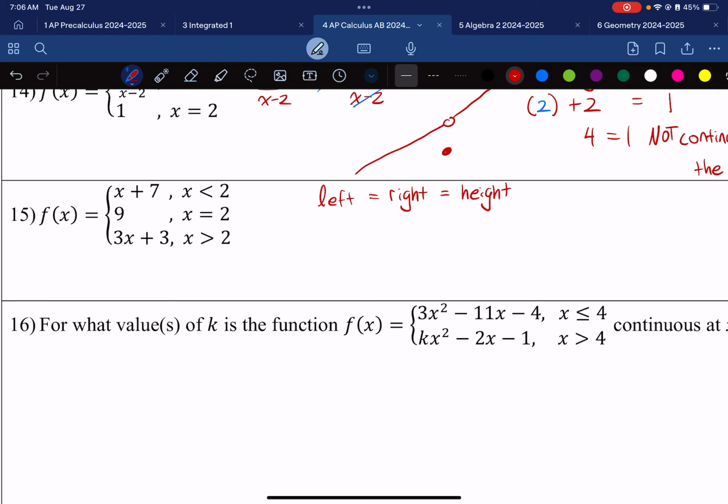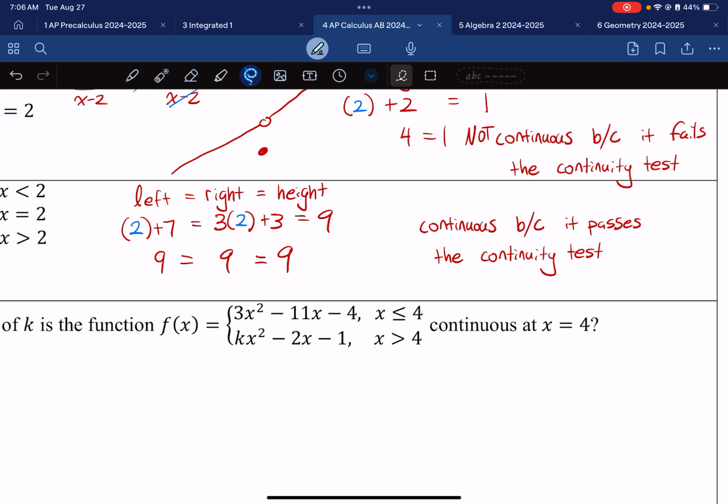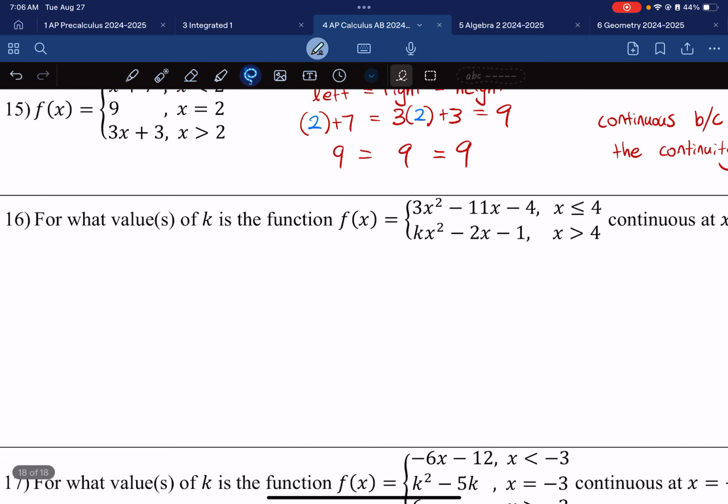Okay, so the left is x plus 7. My right is 3x plus 3. And my height is 9. All three of these should be the same thing. If I plug in my suspect point of 2, I see I get 9, which is equal to 3 times 2 is 6, 6 plus 3 is 9, is equal to 9. All three of those had to match, and they did indeed match, so I can say it's continuous because it passed the continuity test.